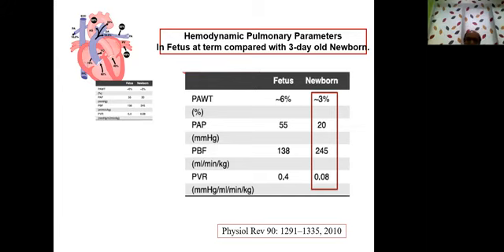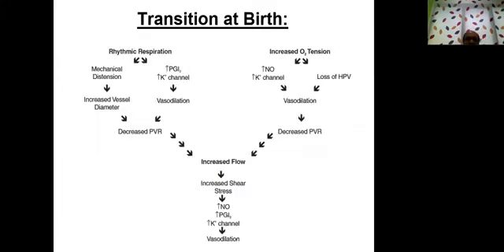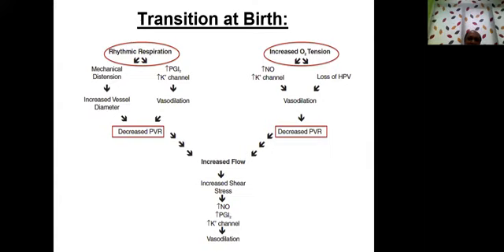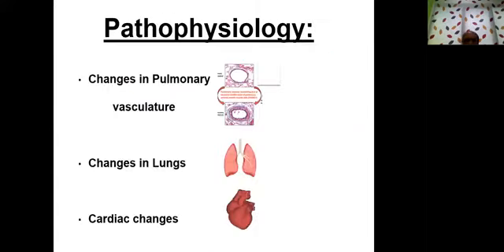falls significantly. As soon as the baby is born, there is rhythmic respiration. When the baby starts to breathe, there is also an oxygen tension buildup in the alveoli, and both these two factors decrease the PVR. There is increased flow of blood to the pulmonary vasculature, the vascular resistance falls, and there is vasodilatation in the pulmonary bed.